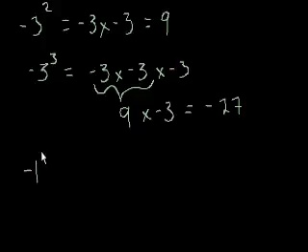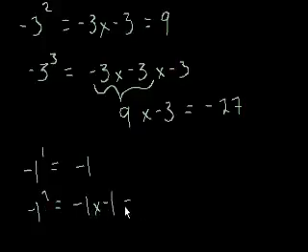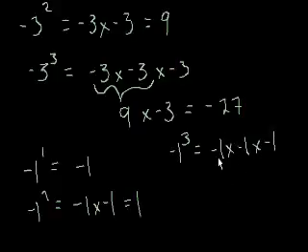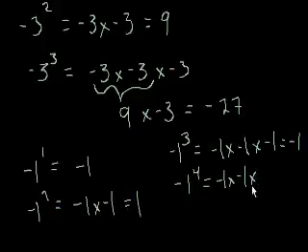So negative 1 to the first power, well, that just equals negative 1. Negative 1 to the second power would equal negative 1 times negative 1, and we know that that just equals 1. Negative 1 to the third power, well, that's negative 1 times negative 1 times negative 1. Negative 1 times negative 1 is 1, times negative 1, well, that's negative 1 again. And negative 1 to the fourth power is negative 1 times negative 1 times negative 1 times negative 1. And all the negatives end up canceling out, and you get a 1.